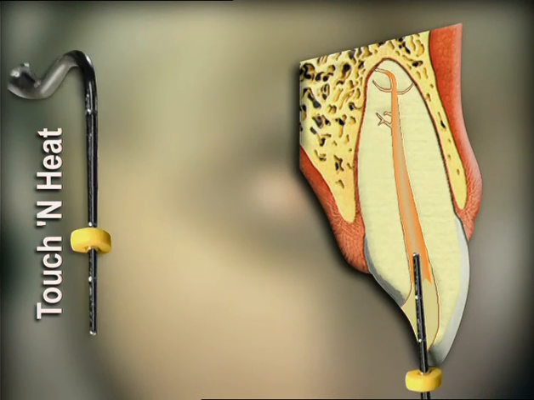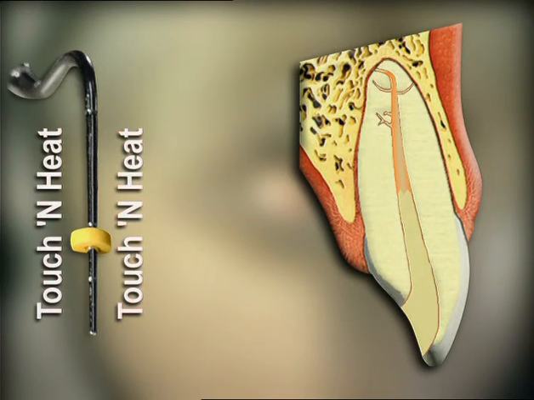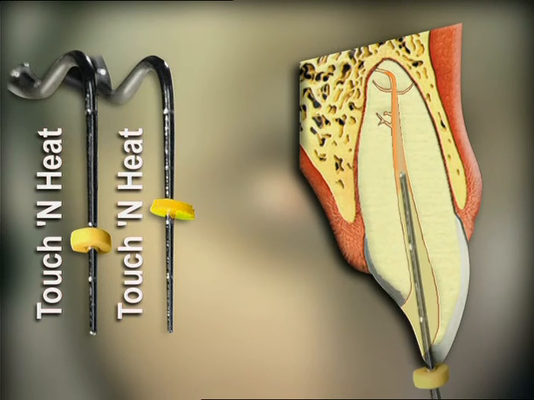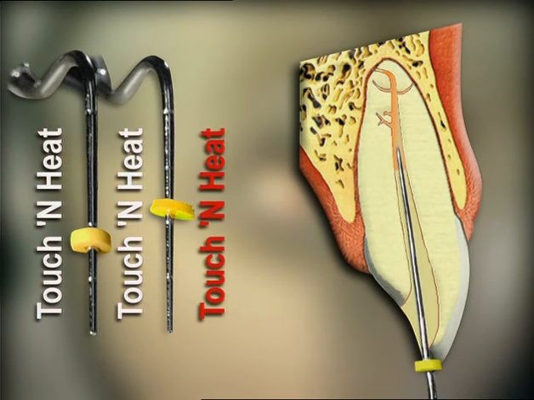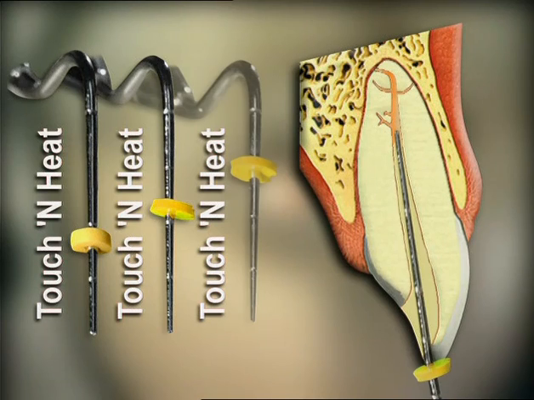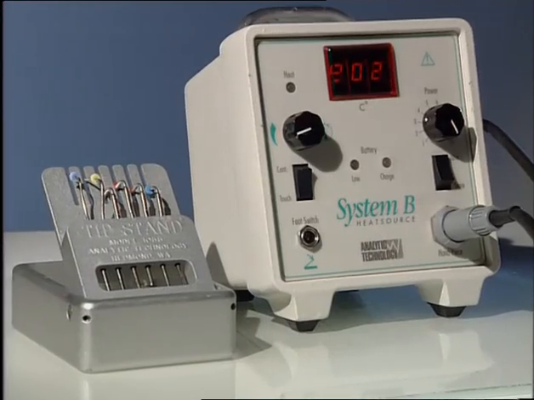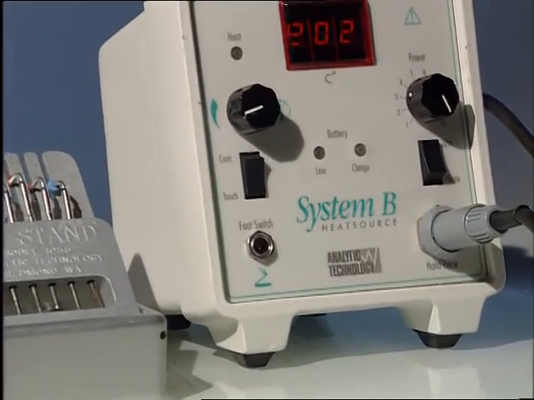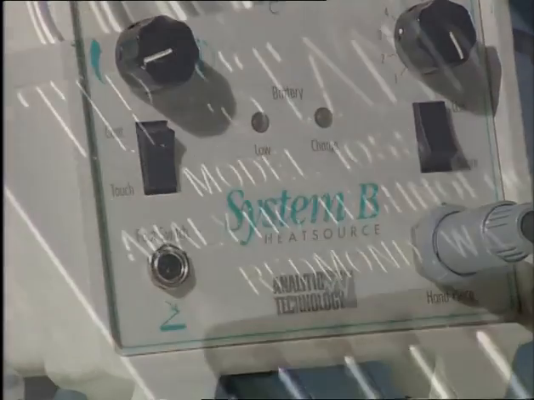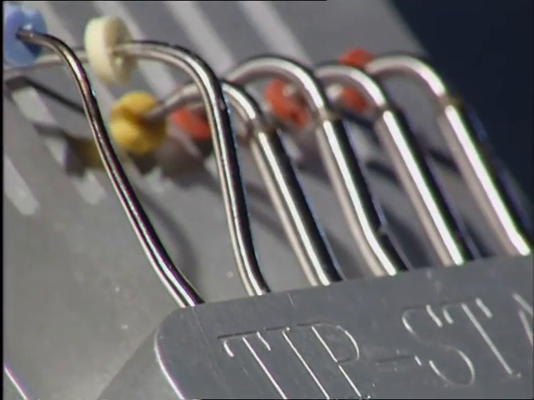The downpacking is characterized by the rhythmic heating with the probes and compaction with pluggers of decreasing size. In most instances, the apical portion of the preparation is sealed when compaction is occurring 5 to 7 millimeters from the apex. An alternative to the downpacking of the classical Schilder technique was the development of the System B.